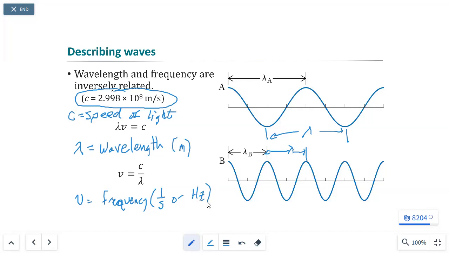Now the common units for speed of light would be meters per second. Wavelength, its base unit would be meters. Although, depending upon the type of wave we're talking about, we might transition that into nanometers or picometers or femtometers, depending upon just how short that wavelength is. And frequency is given to us in reciprocal seconds, 1 over s. Or you may be more familiar with the term hertz, Hz.